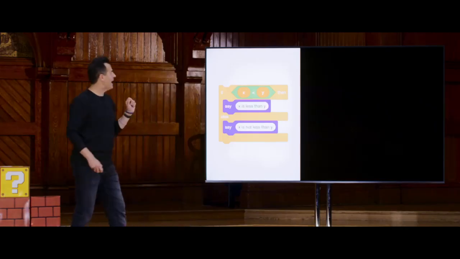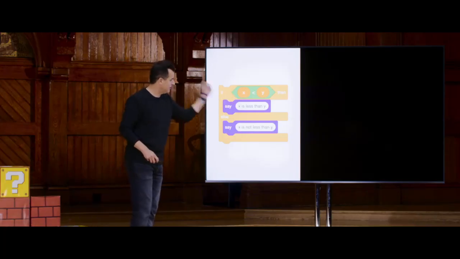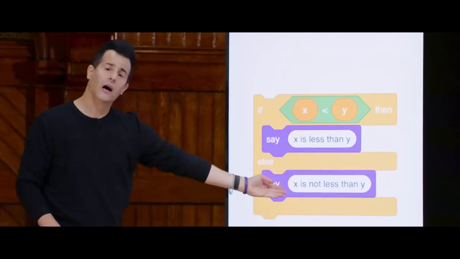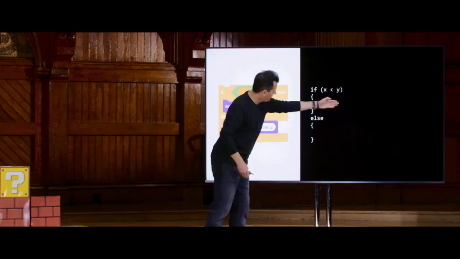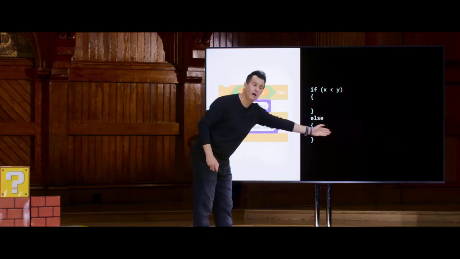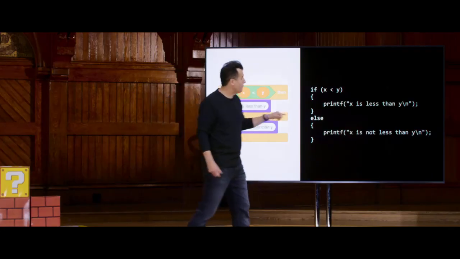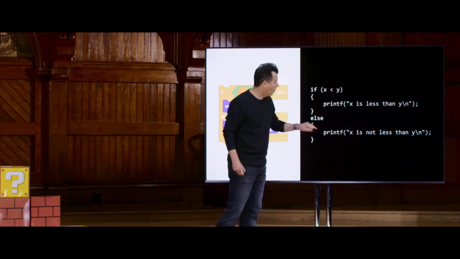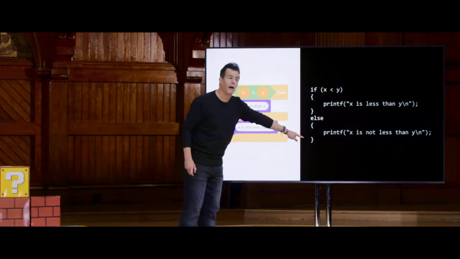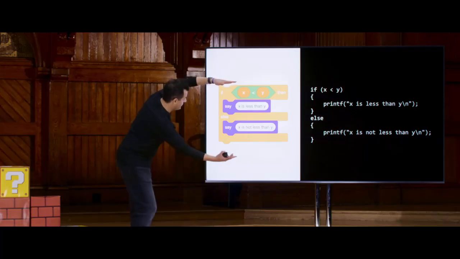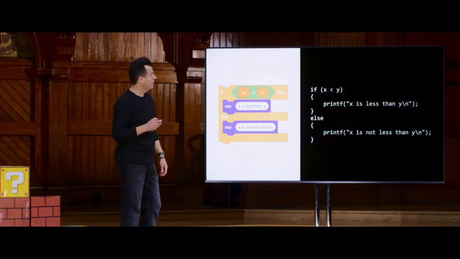Meanwhile, in Scratch, if we had an if-else condition, so a two-way fork in the road, if x is less than y, say so. Else, say x is not less than y. How can I do that in C? Well, if x less than y, something, else, something else. And what goes in between those curly braces? Well, just 2 different printfs. X is less than y, or x is not less than y. The only new thing here is we've added else and another pair of curly braces, just like we've got sort of 2 orange shapes hugging those 2 purple puzzle pieces there.